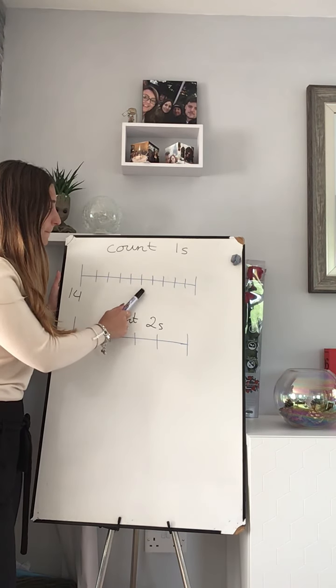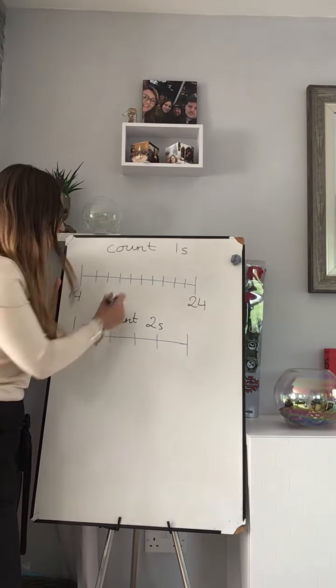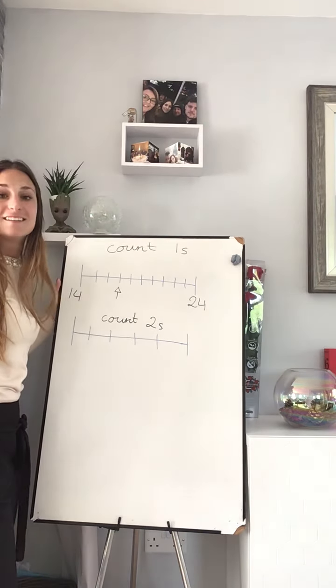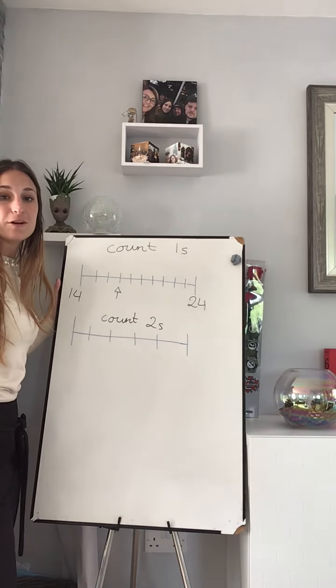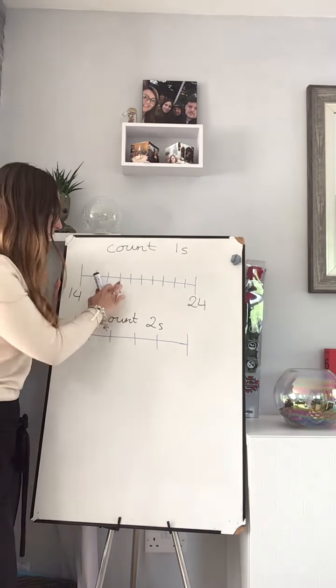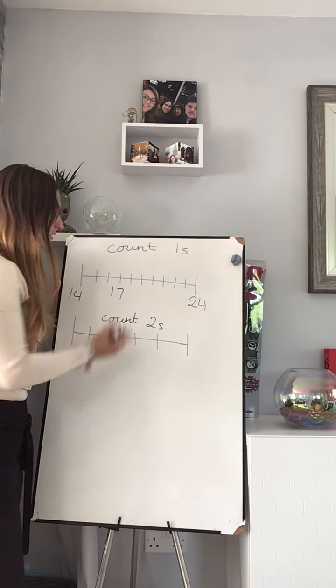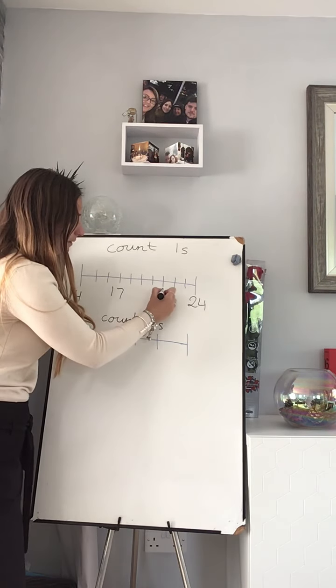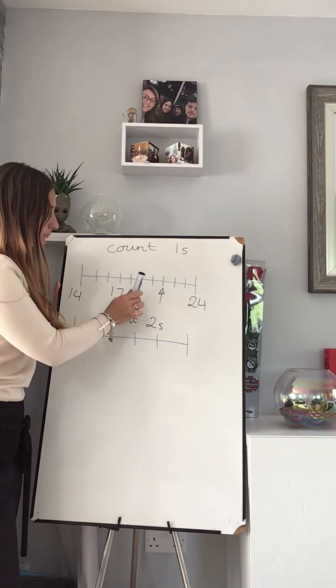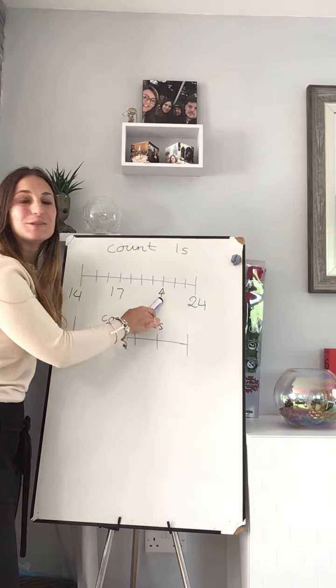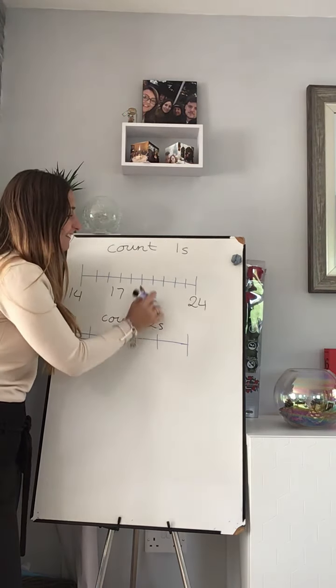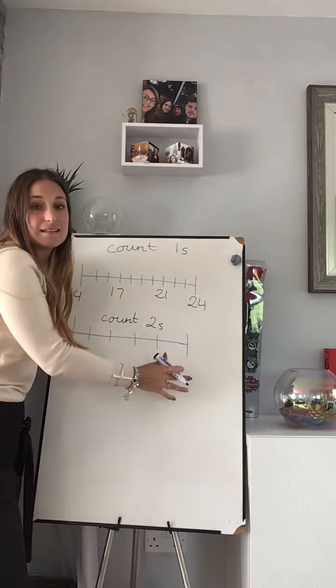24. Brilliant. So, what number will be there if I'm counting in ones? 17. What number will be there if I'm counting in ones? 21. Well done. Now, counting in twos, it doesn't need to start at 0 and end at 10 either.